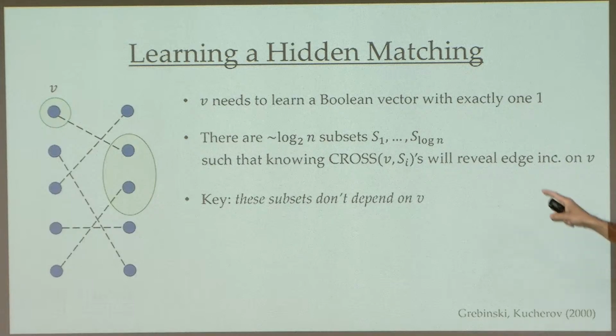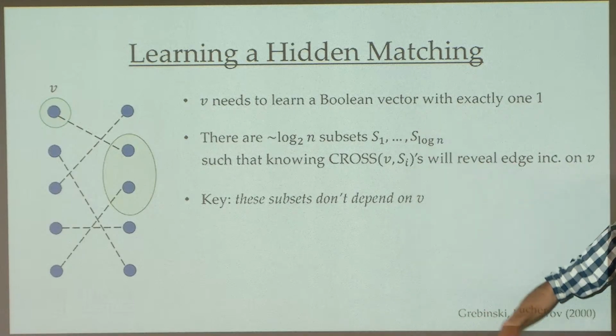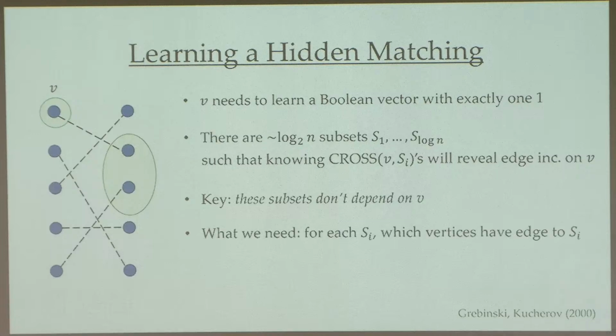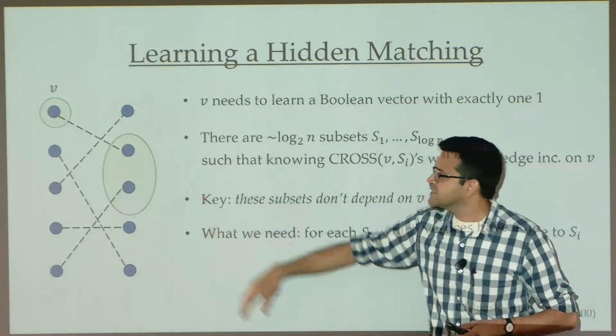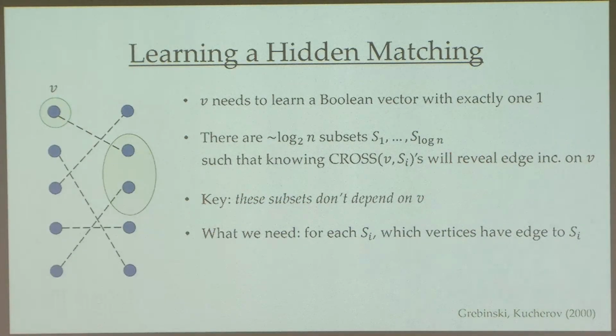The key observation is that these subsets don't change from vertex to vertex. So in particular, what we need is, for each of these subsets on the right, S1 to S log n, to know how many vertices on the left have an edge to it. Yes, Sohail? Yes, I'm promised the graph is a perfect matching. I want to just learn this hidden matching. It's a simple problem. So if we figure this out for each of these log n sets, which vertices on the left connect to it, then game over. Then I can find the matching.